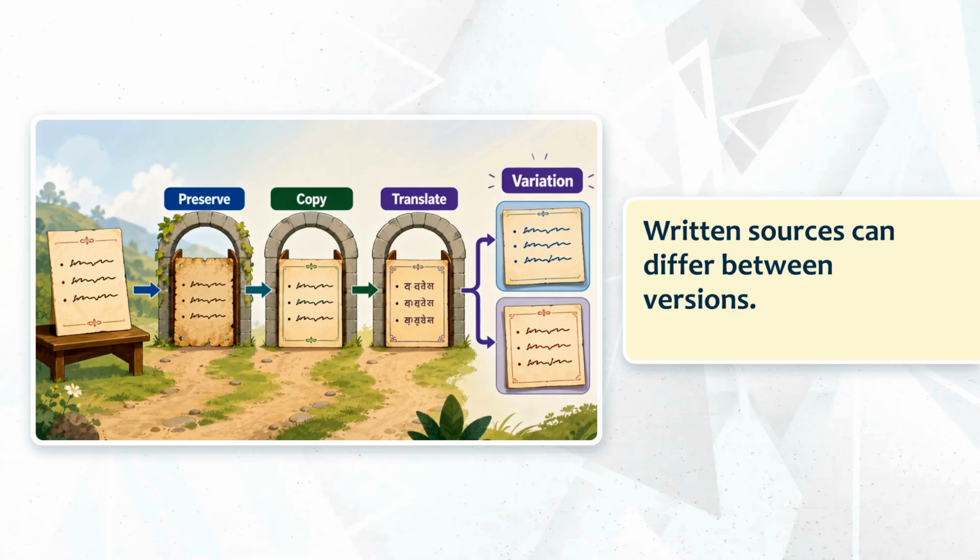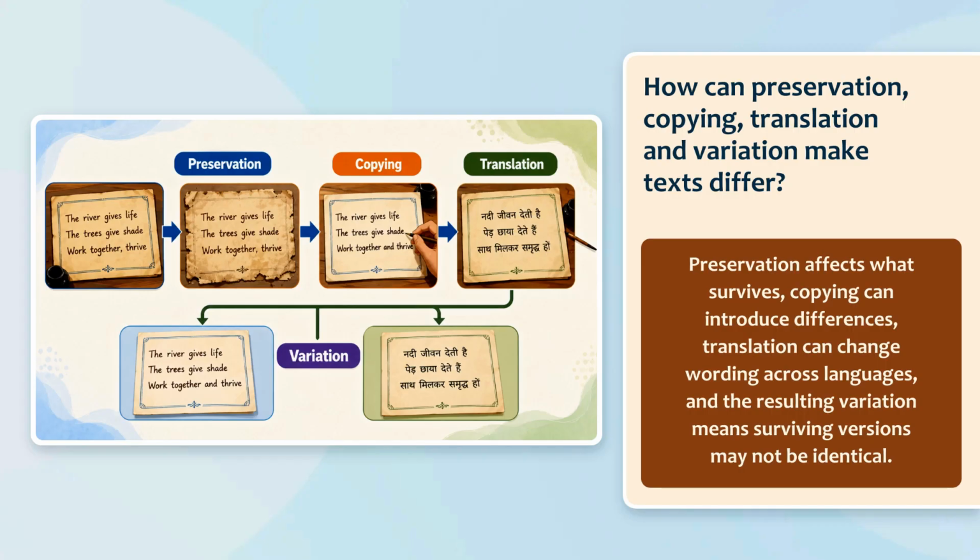The transmission path gives another reason for careful reading. Written sources can differ between versions. A surviving text may reflect preservation, copying, and translation, as well as earlier wording. Use the four labels across the transmission path. How can preservation, copying, translation, and variation make texts differ?